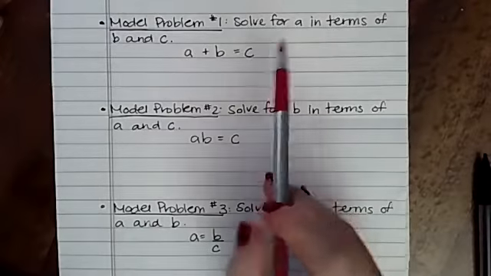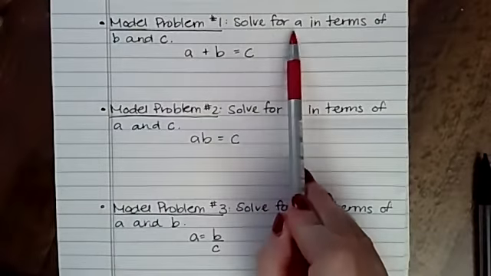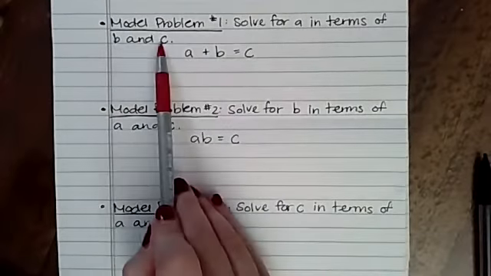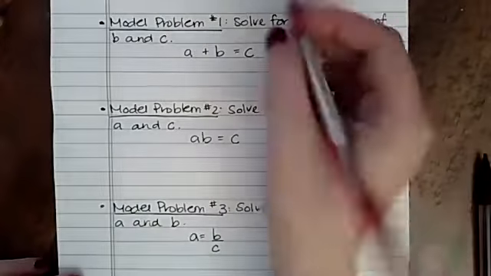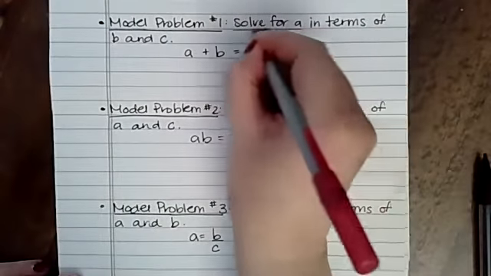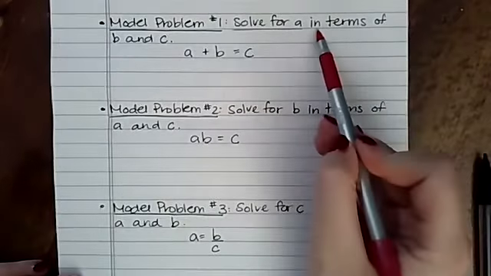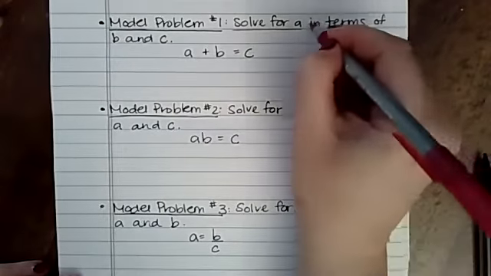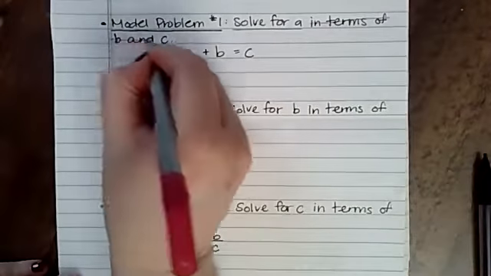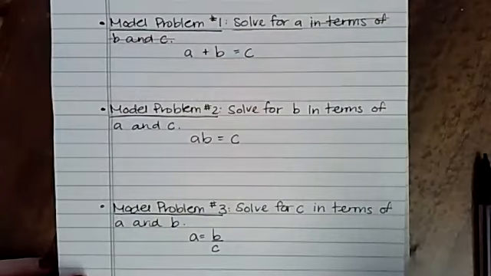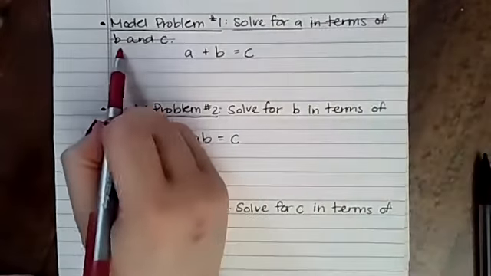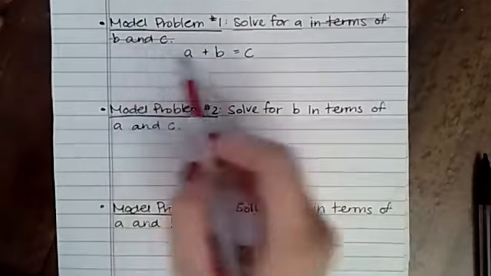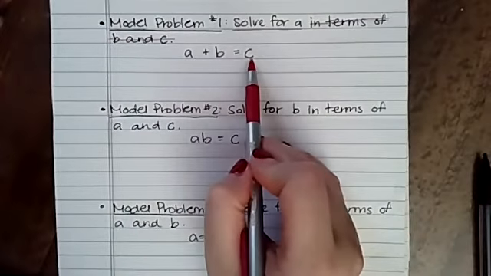So the first problem says solve for A in terms of B and C. The most important thing is to understand how to read the instructions. So the most important thing here, it says to solve for A. Whenever you see in terms of, you ignore everything after. And again, that's going to be a question that we ask in Friday's class. Okay? You just ignore everything after. In terms of means acknowledging that the other variables are there.